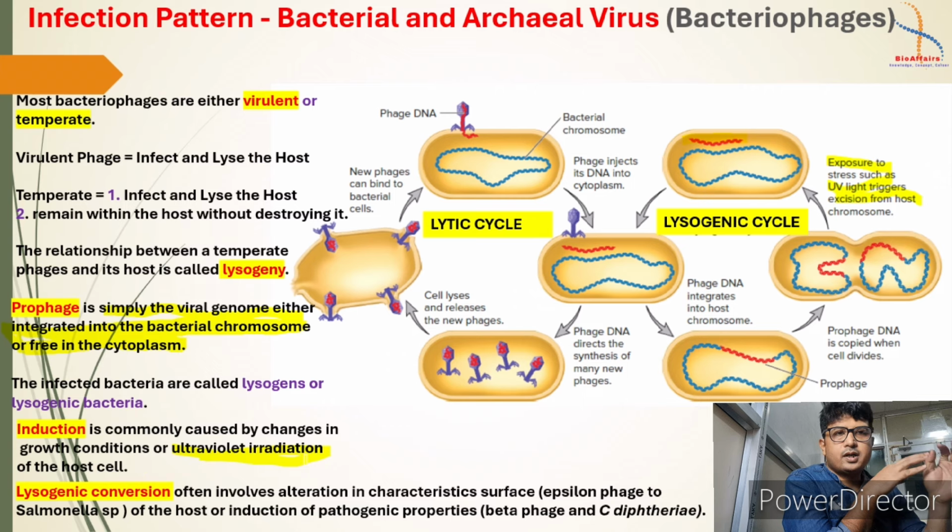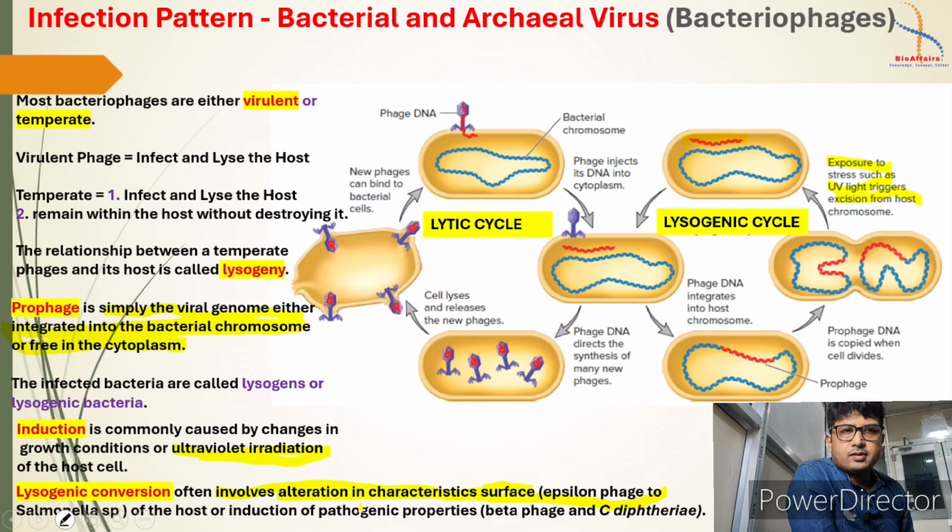Okay. Now here also an important phenomenon takes place in case of lysogenic bacteria or lysogenic phages. Lysogenic conversion happens here. So what happens here? Alteration of the characteristic surface receptors of the host, with epsilon phage as the example here. So consider this definition first: it involves alteration of characteristic surface receptors of the host or induction of pathogenic properties.